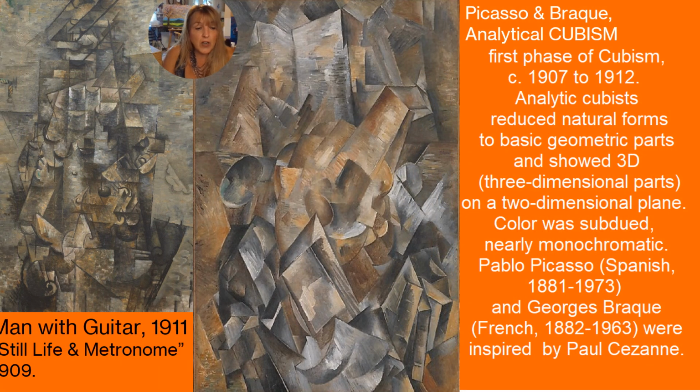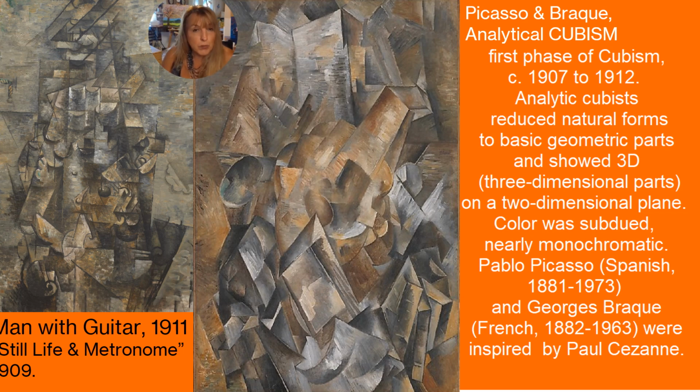So Man with Guitar, 1911, Still Life and Metronome, 1909. So Picasso and Braque, Analytical Cubism. This was the first phase of Cubism, around 1907 to 1912, Analytical Cubist. They reduced natural forms to basic geometric parts. And basically they're showing 3D imagery on a 2D surface.